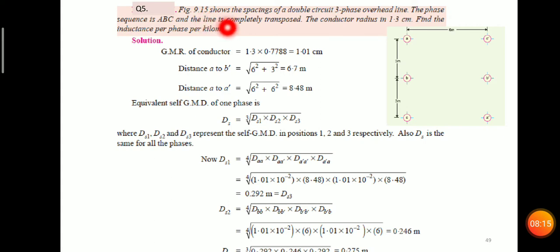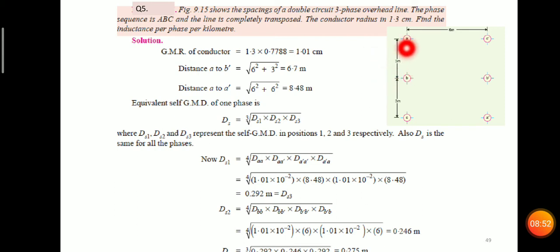The figure shows the spacing of a double circuit three-phase overhead line. This is a double circuit line having two conductors in a single phase. A and A dash are conductors of the same phase. That is a double circuit line. The phase sequence is ABC and the line is completely transposed. The conductor radius is 1.3 centimeter. Find the inductance per phase per kilometer.